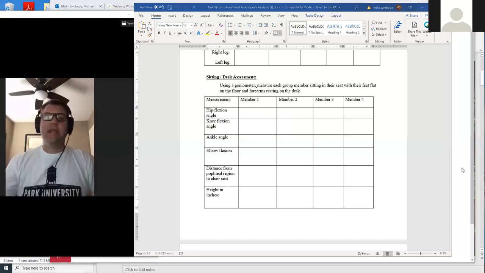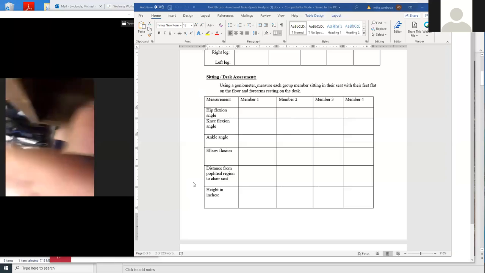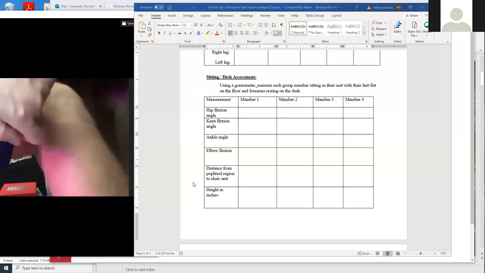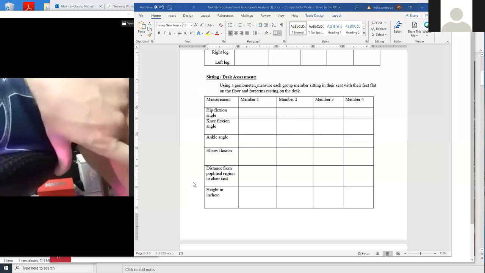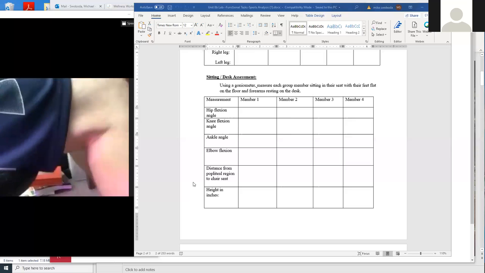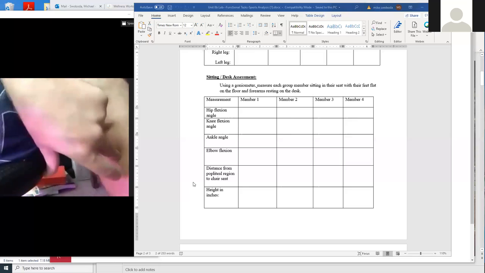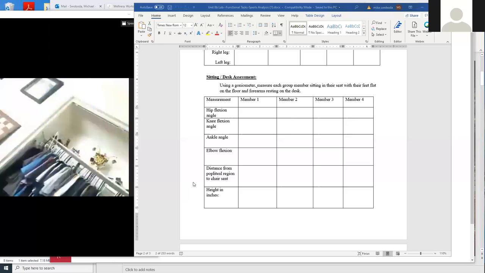And then for the popliteal region, your popliteus is really just the area behind your knee. So what you want to measure is the distance from the back of your knee to where your chair is. That is the measurement you're taking there. And if you're taller, like myself, I'm 6'3", I'm going to have a greater distance than someone shorter, because if your legs are shorter, you're going to be stuck back farther. So that's just what you're going to be measuring there.